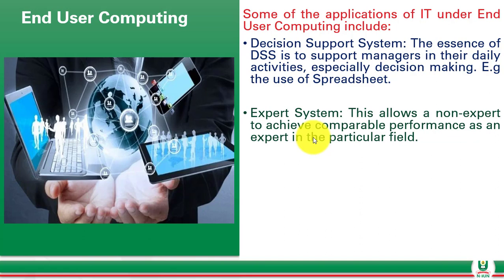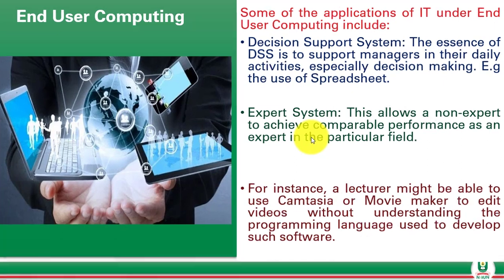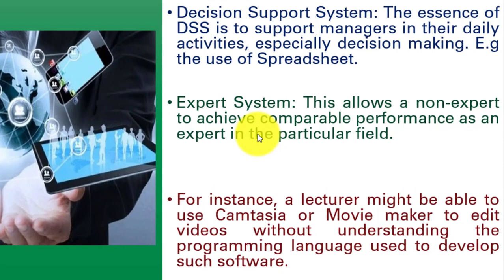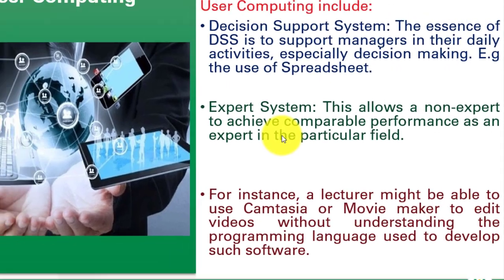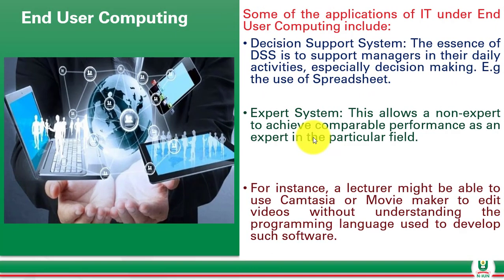Another application under end user computing is expert system. This allows a non-expert to achieve comparable performance as an expert in the particular field. For instance, a lecturer might be able to use Camtasia or Movie Maker to edit videos without understanding the programming language used to develop such software. So it's a kind of end user computing that is bringing the end users into the computing environment so that they'll be able to use these devices, they'll be able to use these applications without necessarily being a programmer or a computer expert.